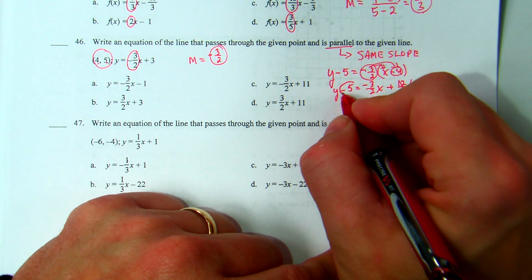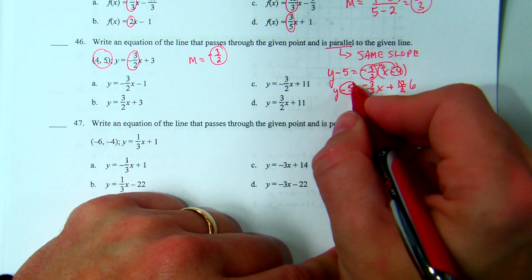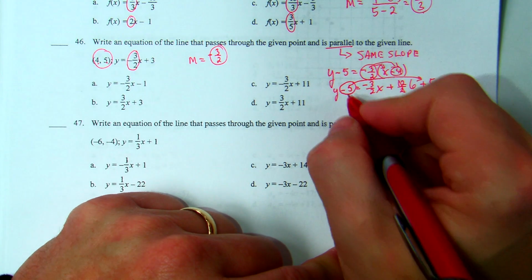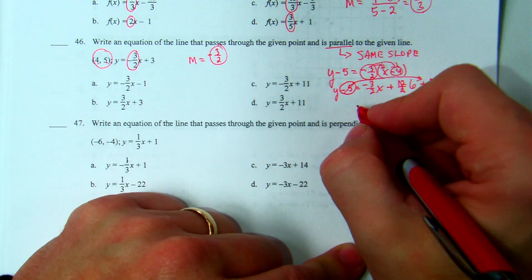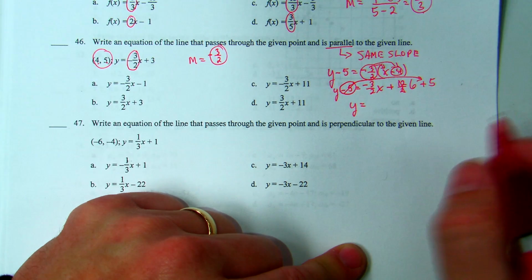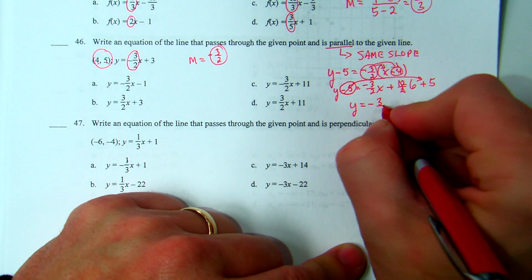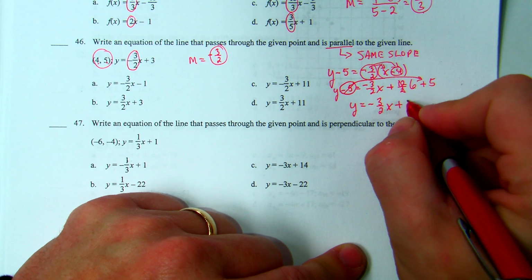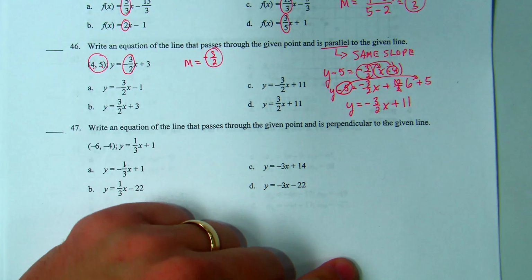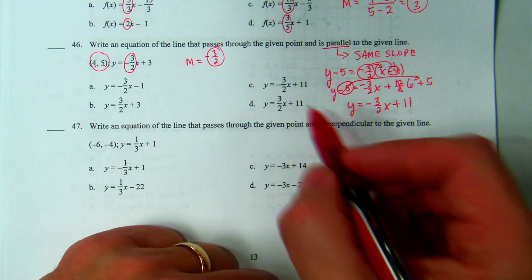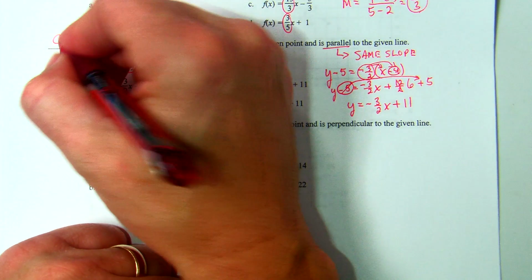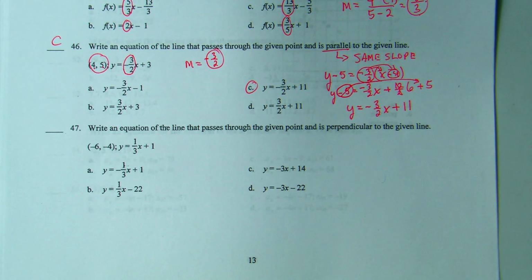All right, so then I'm going to move the negative 5 to the other side, meaning I'm going to add 5 to both sides. When I do, the resulting equation is going to be y equals negative 3/2 x plus 6 plus 5, which is 11. So the answer to 46, negative 3/2 x plus 11, should be C on 46.